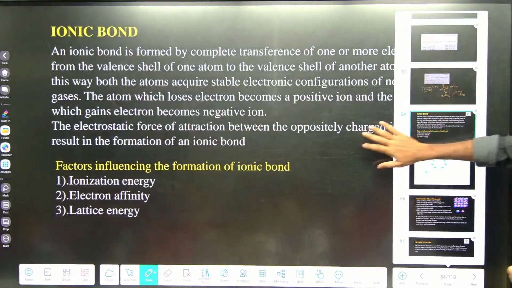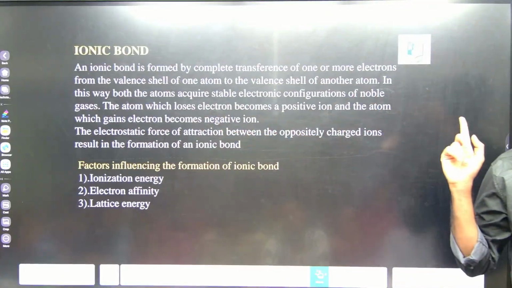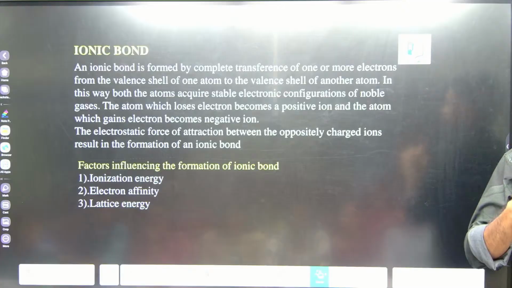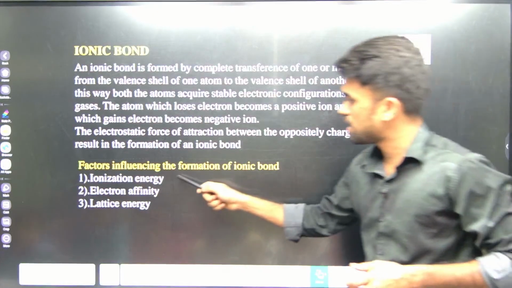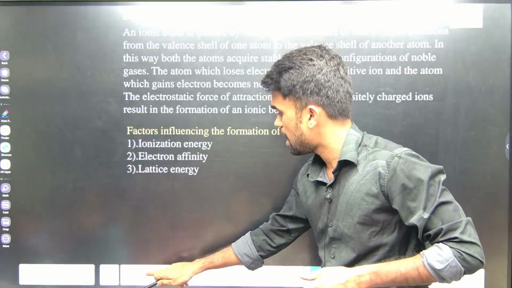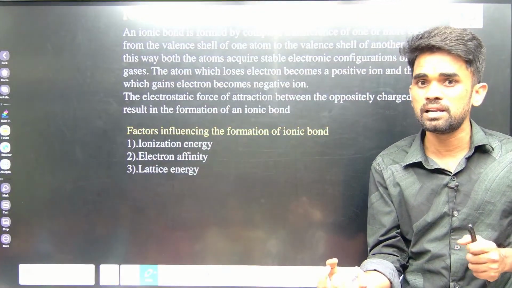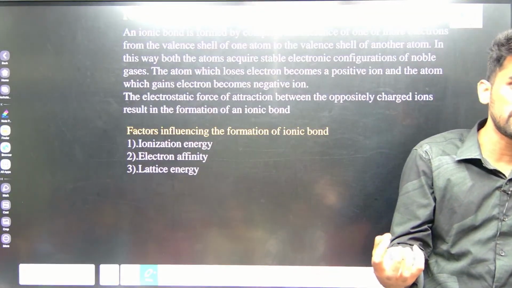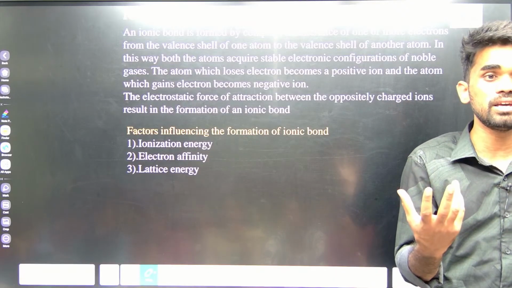Next one is ionic bond. So how is an ionic bond formed? By transfer of electrons. Now what are the factors affecting it? One is ionization energy, another one is electron affinity, and then lattice energy. Lower the ionization energy for the metal and greater the electron affinity for the non-metal, the resulting compound will be more ionic.